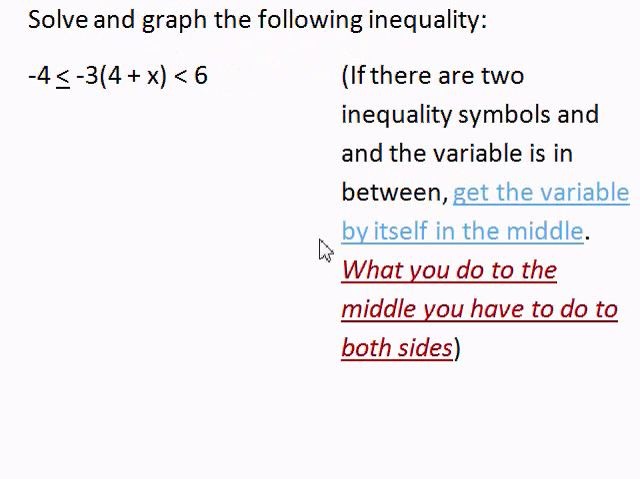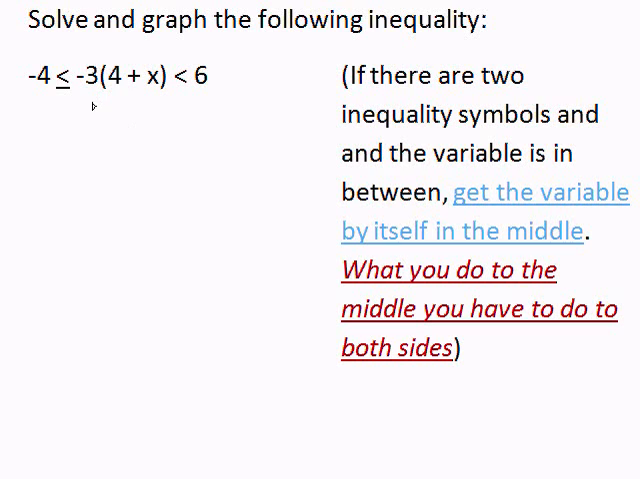The second type of problem we're going to solve today is an inequality where you have the variable, whatever the variable happens to be, in this case x, and it's between two different inequality symbols. Since x is in the middle, our goal is going to be to get x by itself in the middle and numbers on either side of the x on the other sides of these inequality symbols. Put another way, if there are two inequality symbols and the variable is in between, get the variable by itself in the middle. What we do to the middle, we have to do to both sides.